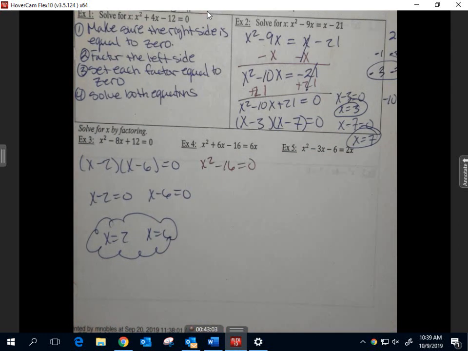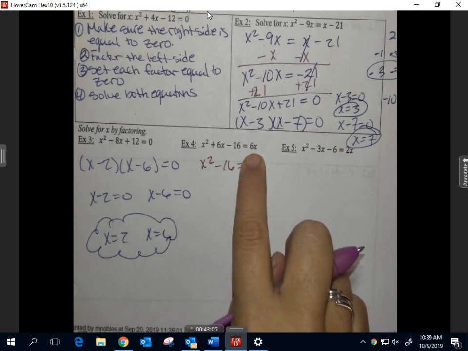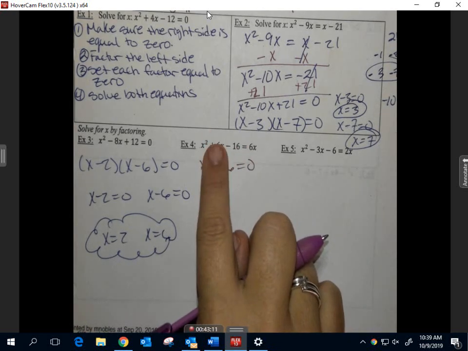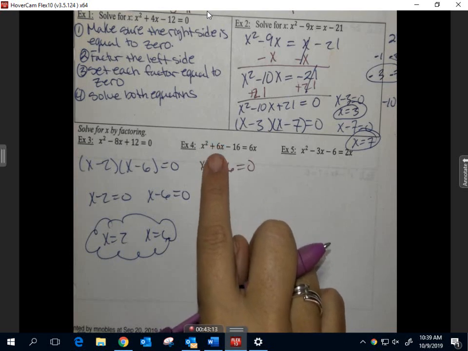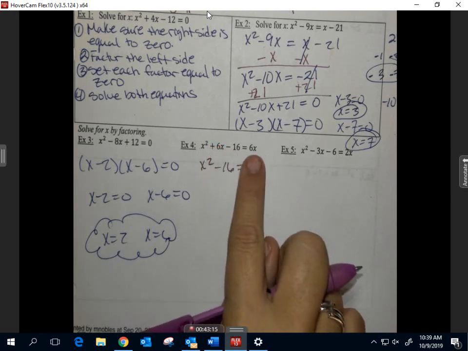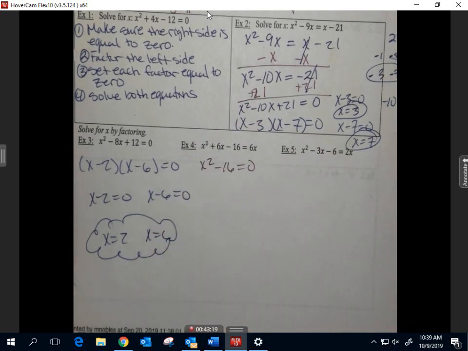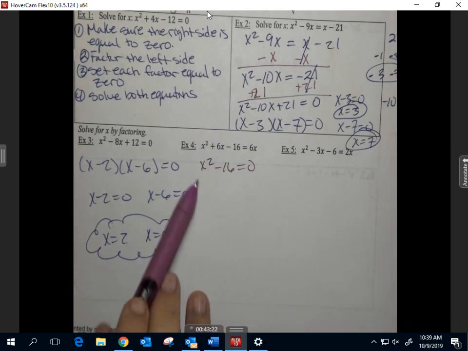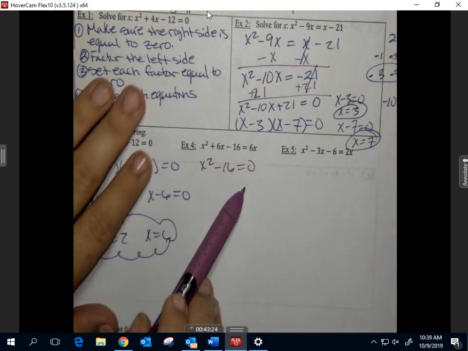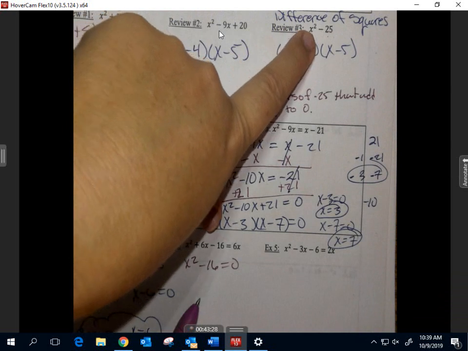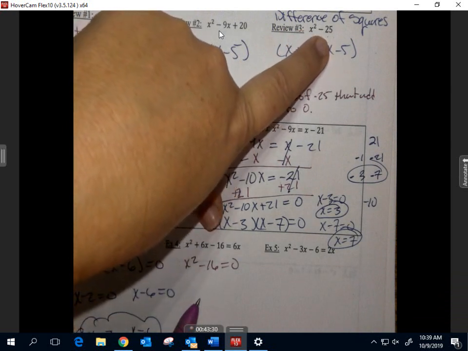Because you had to subtract 6x from both sides. So what does this 6x, the like term on the left-hand side, go with? Positive 6x, right? So minus 6x. If I subtract 6x from this 6x, don't they cancel out? And that's why I just got x squared minus 16. This looks a lot like this problem here where I had x squared minus 25, right?